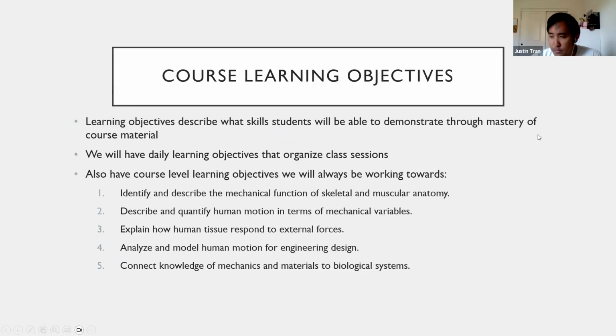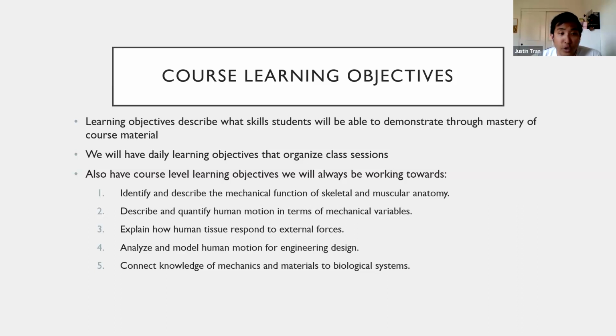Okay. Learning objectives. We talked about learning objectives at the beginning of the course today, but I also have learning objectives for the entire course. These are objectives that I hope you will all be able to do by the end of the course. You can read more about these on the syllabus, but I have 5 of them for this course. Number 1 is to identify and describe the mechanical function of the skeletal and muscular anatomy. You should be able to do that after Wednesday, actually.